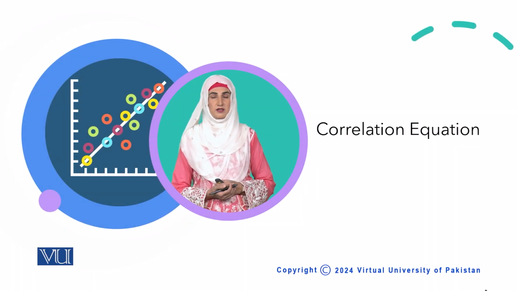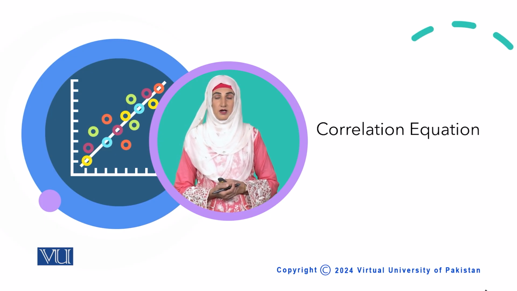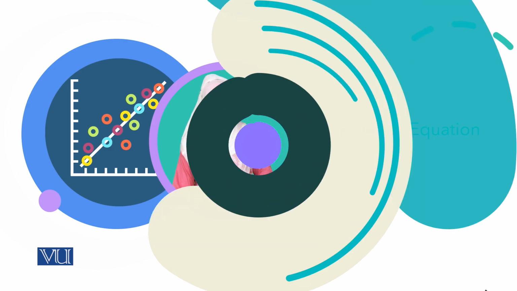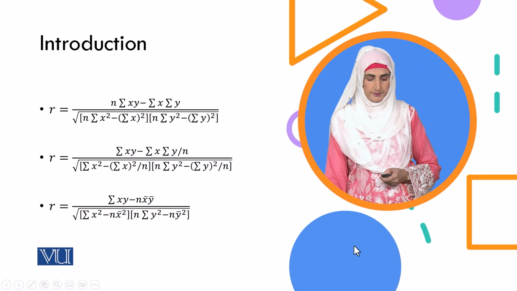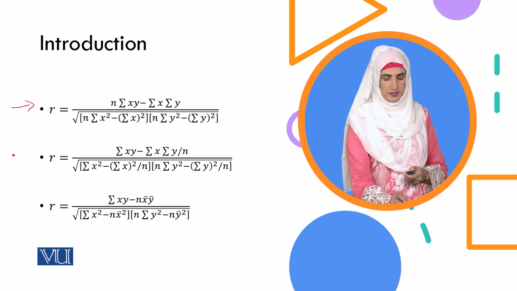Dear students, now we will study different expressions of correlation. The R is used to denote the correlation equation. You can see there are three different formulas on the screen.